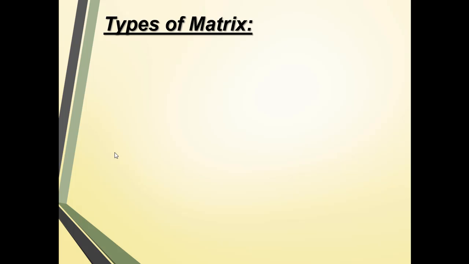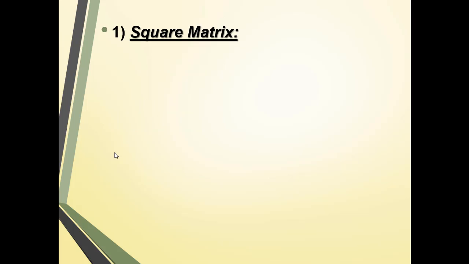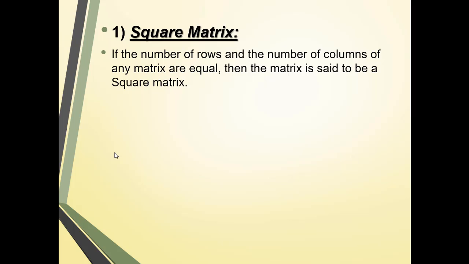Number 3, types of matrix. Basically, there are 2 types of matrices. Number 1 is called the square matrix, and number 2 is known as the rectangular matrix. So what is a square matrix? If the number of rows and the number of columns of any matrix are equal, then the matrix is said to be a square matrix.